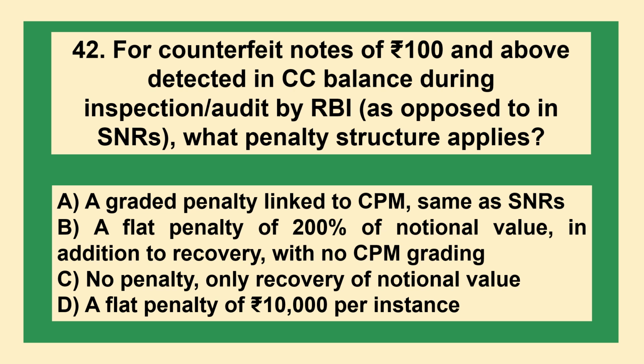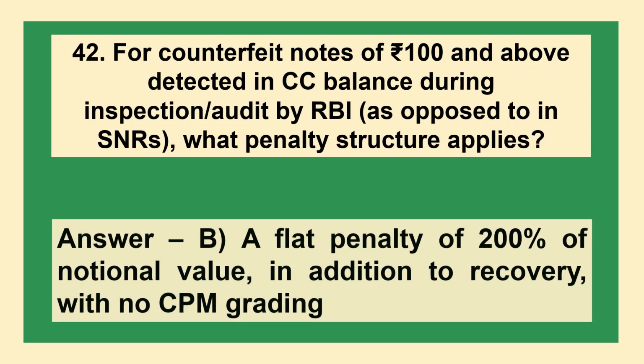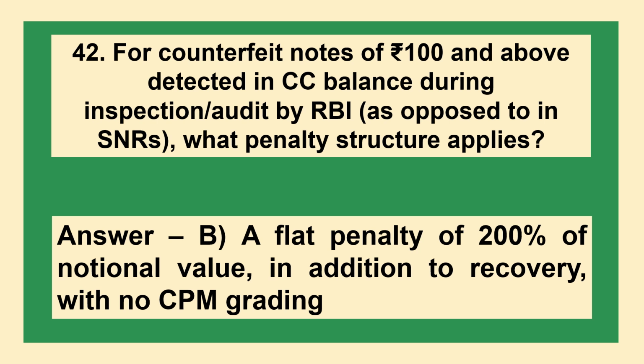For counterfeit notes of rupees 100 and above detected in CC balance during inspection and audit by RBI as opposed to in SNRs, what penalty structure applies? Option A, a graded penalty linked to CPM as same as SNRs. Option B, a flat penalty of 200% of notional value in addition to recovery with no CPM grading. Option C, no penalty, only recovery of notional value. Option D, a flat penalty of rupees 10,000 per instance. The answer is option B, a flat penalty of 200% of notional value in addition to recovery with no CPM grading.